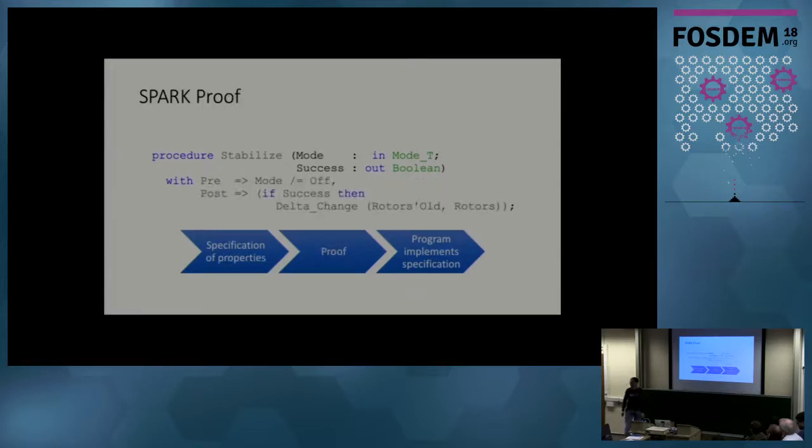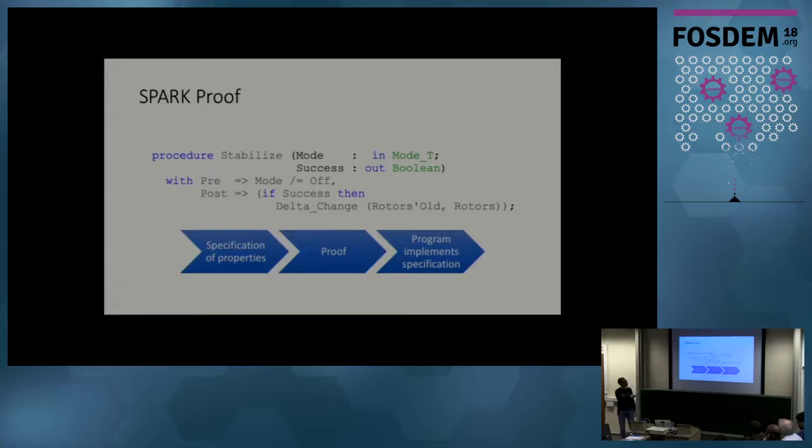And the second one is proof. So proof, using the same signature for stabilize. We can now specify functional behavior, what it expects on entry. So for example, this precondition that the mode on entry shouldn't be off. And we can specify a postcondition. So here is the if expression, the latest addition to Ada 2012. That's in the case of success, then there should be a relationship between the old value of reverse and the new value. Of course, the previous contract and this contract will be added together. So we are just focusing on one at a time.